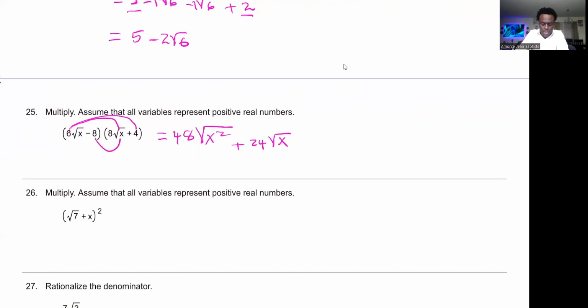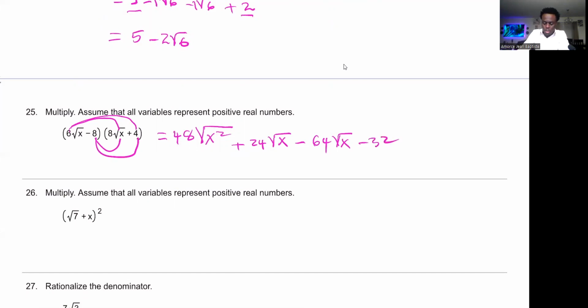These two multiply, so that's negative, because one is positive, one is negative. 8 times 8 is 64, square root of x. And last, negative 32.